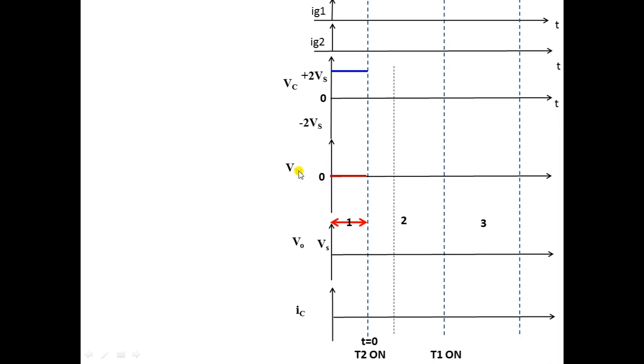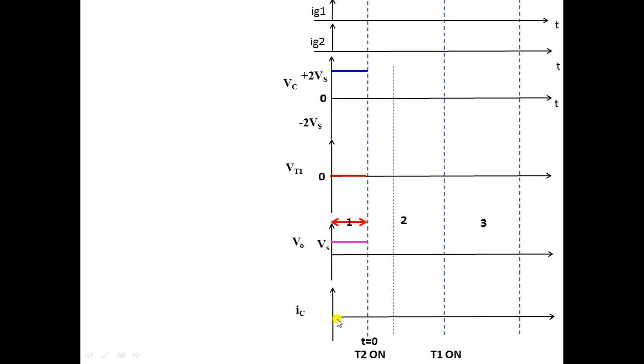Thyristor T1 is on, so voltage across thyristor T1 is 0. I said voltage at the output, that is voltage across the secondary of the transformer, will be half of the voltage across its primary, and the voltage across its primary is 2Vs, that is the same voltage across capacitor. So here the voltage across secondary of the transformer, which is nothing but the output voltage, will be half of 2Vs, so Vs.